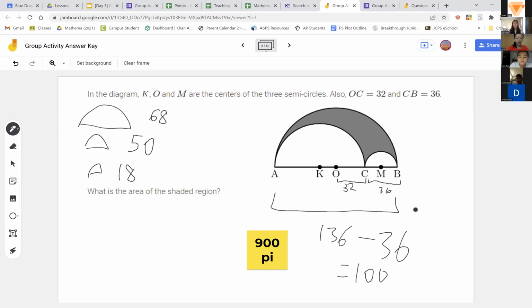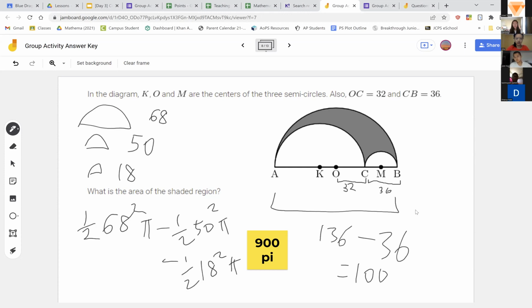And now we have enough information to find the area of the shaded region. You first find the area of the entire big semicircle, which would be 1/2 times 68 squared times pi, and then you subtract each of the little semicircles. So minus 1/2 times 50 squared times pi, minus 1/2 times 18 squared times pi. And that equals 900 pi.